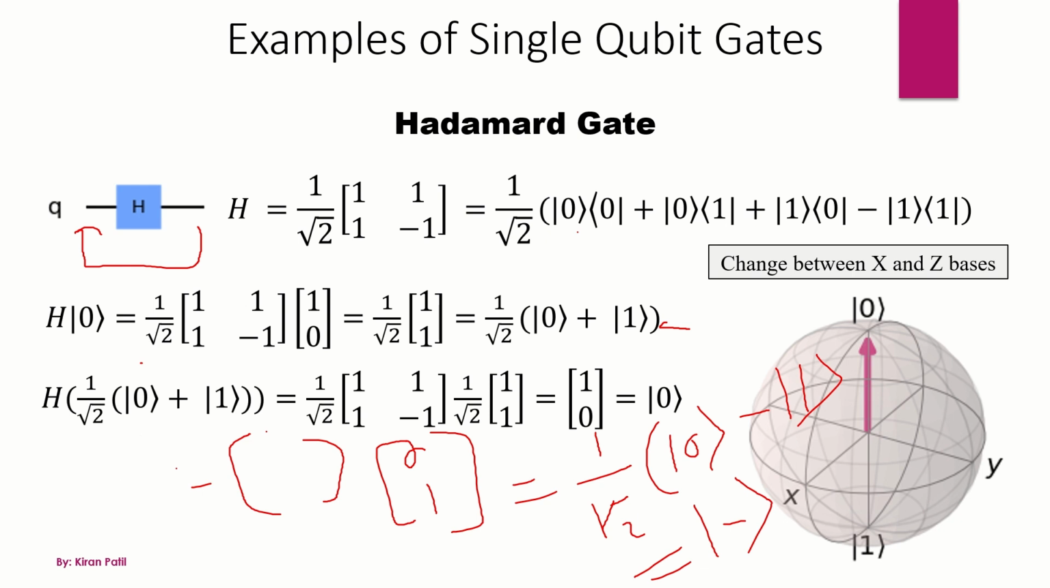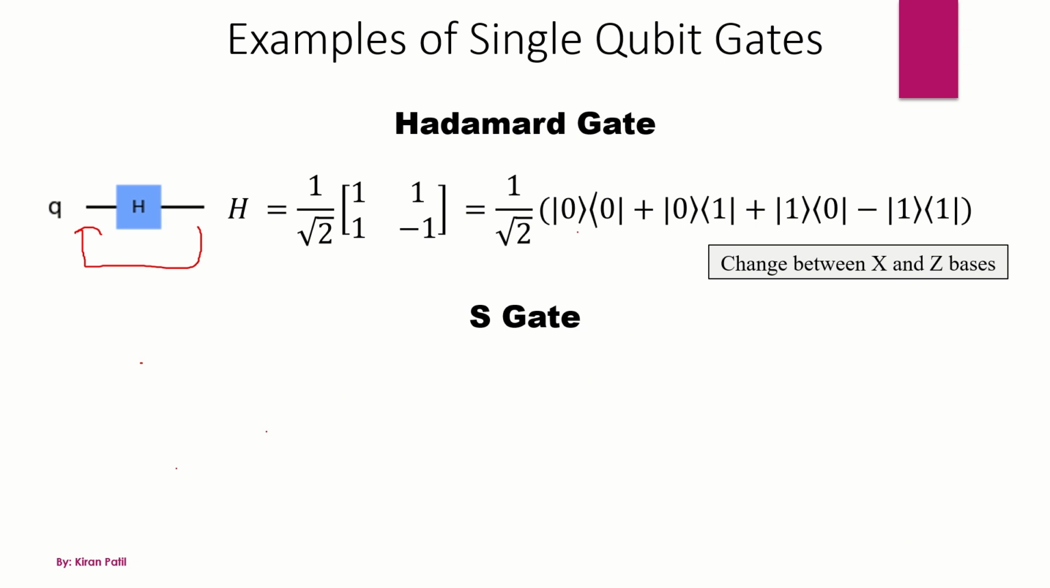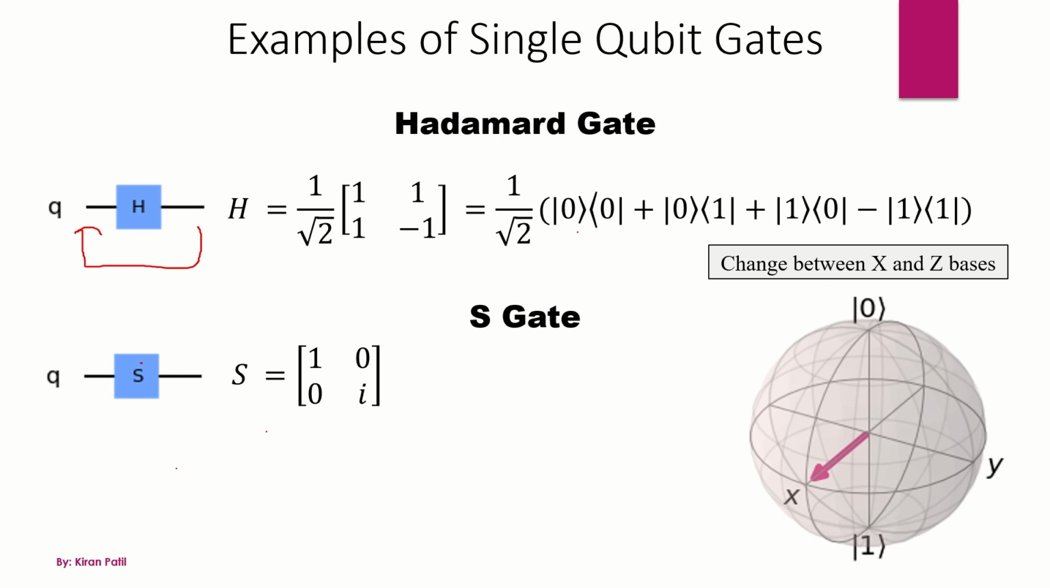Okay. So this is a Hadamard gate operation. When we are applying the Hadamard gate on |0>, we are getting |+>. And when we are applying the Hadamard gate on |1>, we are getting the answer as |->. Then next is the S gate. So what does this S gate do? The matrix for the S gate is 1 0 0 i. It changes between the X and Z basis.